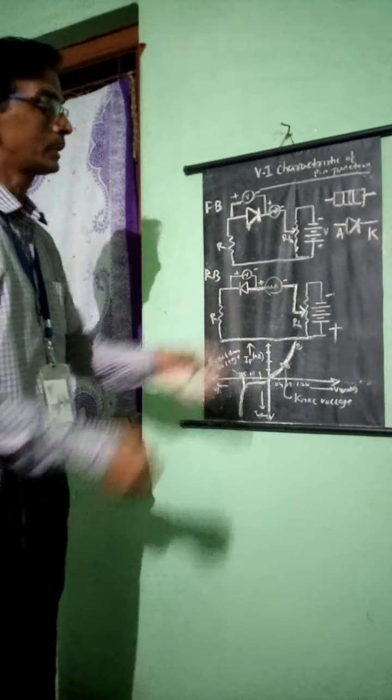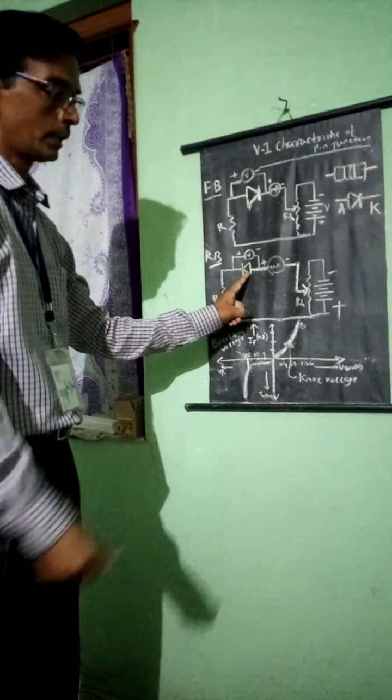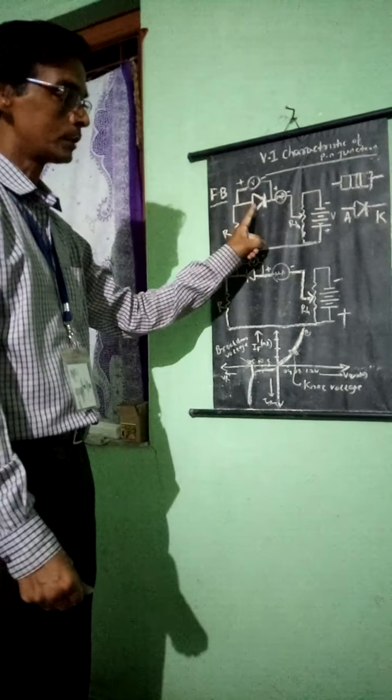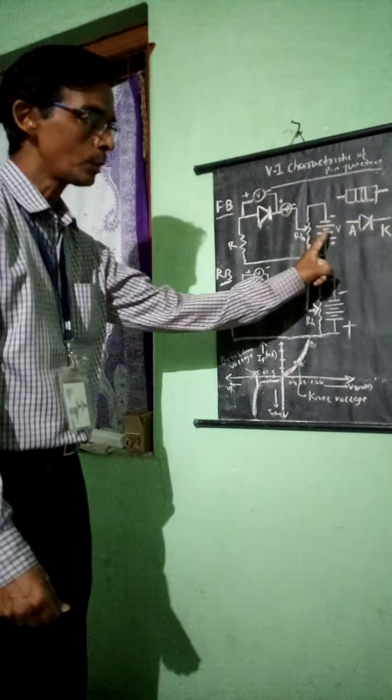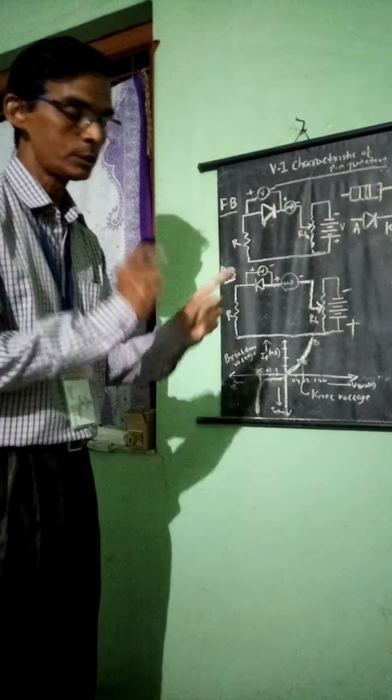Just to see the difference between these two circuits: one is with respect to reverse biasing, the other with respect to forward biasing. Either you can change the polarity of the diode, or you can change the polarity of the battery. There are two possibilities, either one. Don't change both.